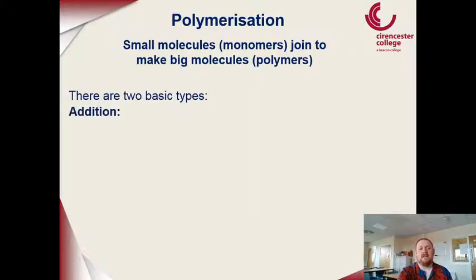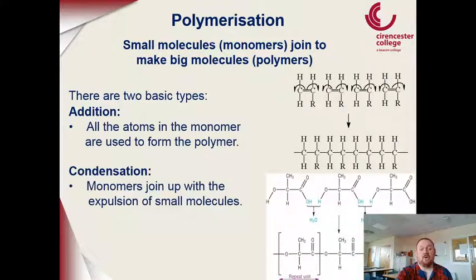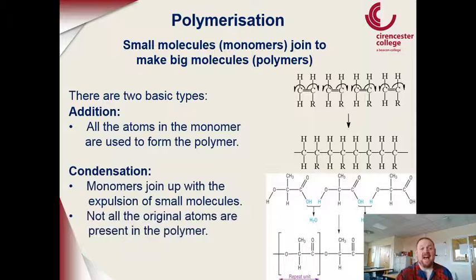So essentially, polymerisation is just making big molecules from smaller ones. And there are two main types of polymerisation. We have addition polymerisation, which is where we get small molecules, predominantly alkenes in this case, where they break open the double bond and they join together, forming a large chain. And that's an addition polymerisation process.